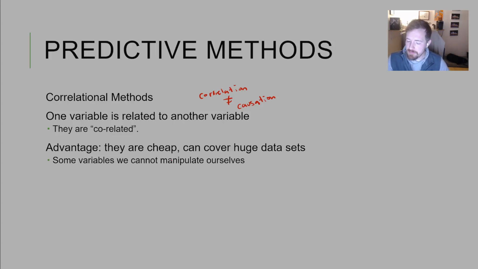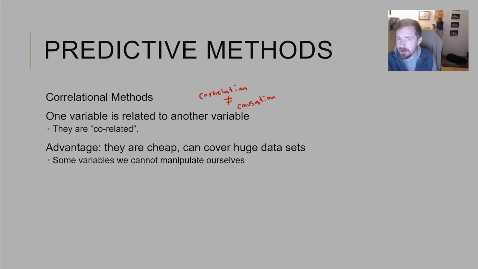So let me give an example of what I mean about some variables we can't manipulate ourselves. Let's say I was interested in looking at the effects of height on outgoingness. And I think that people who are taller are less shy, and people who are shorter are more shy. So I think those two things are correlated. I think that height is correlated with outgoingness. I can test that, but I have to use a correlational method. I can't use an experiment, and here's why.